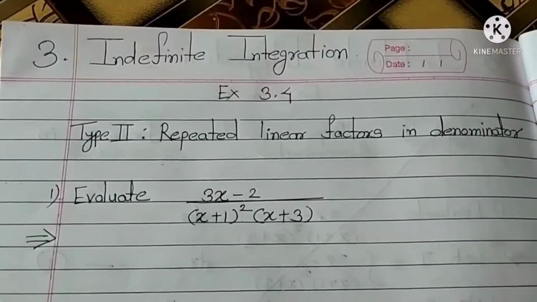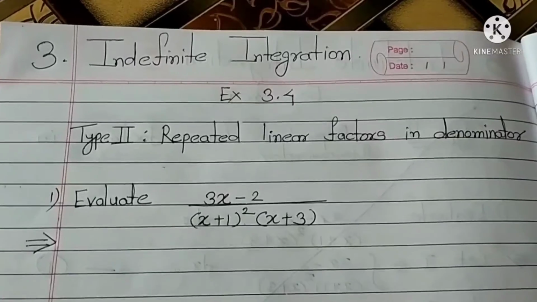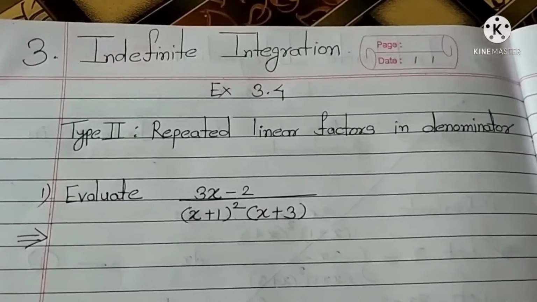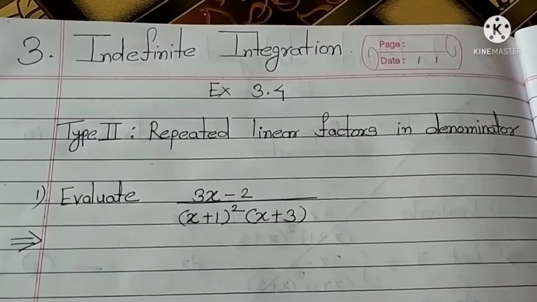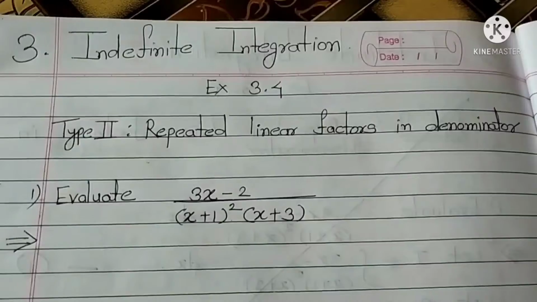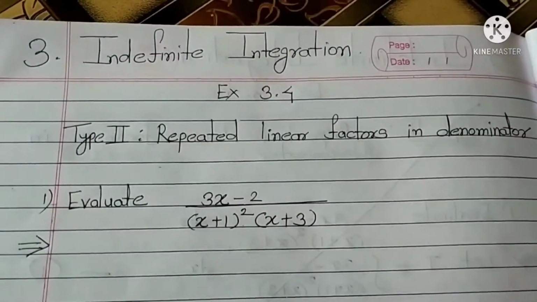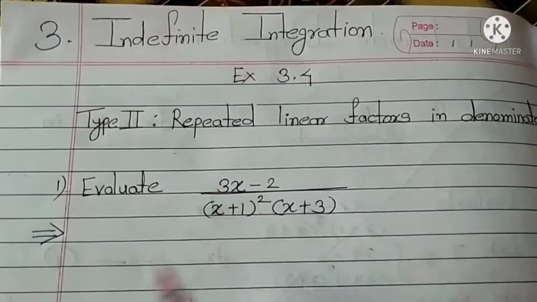Good morning students. In the previous lecture we discussed type first of partial fractions, that is non-repeated linear factors in the denominator. Today we discuss type second, that is repeated linear factors in the denominator. This is our first example from exercise 3.4.